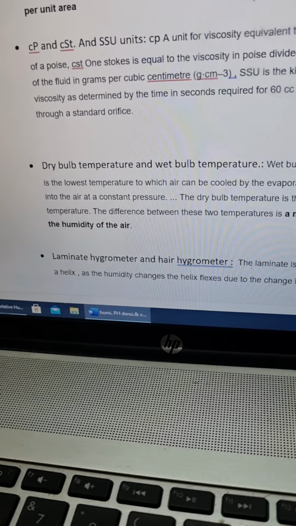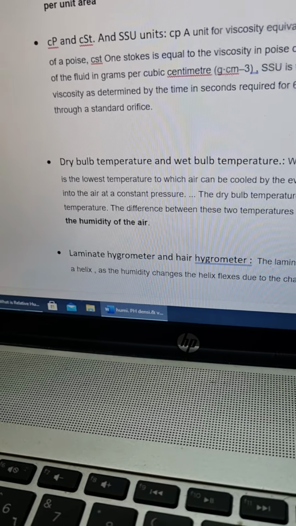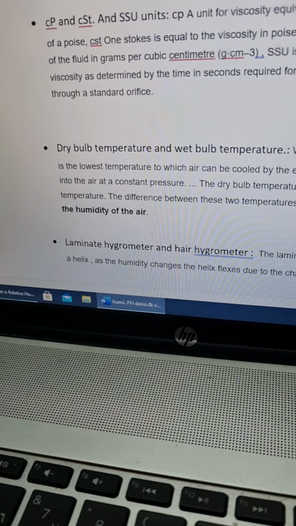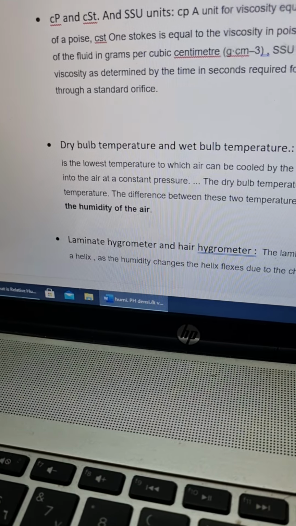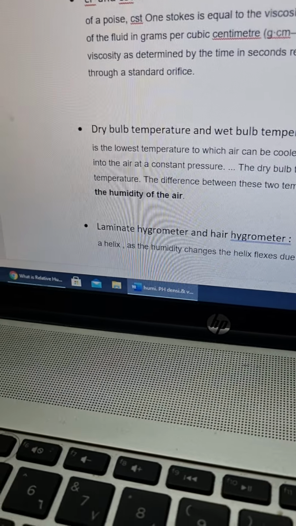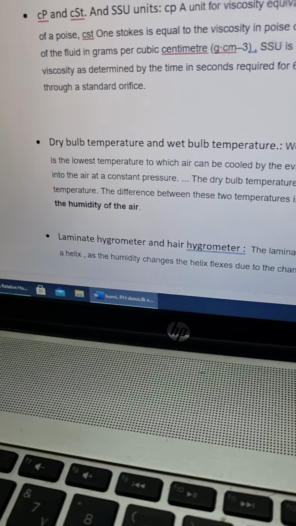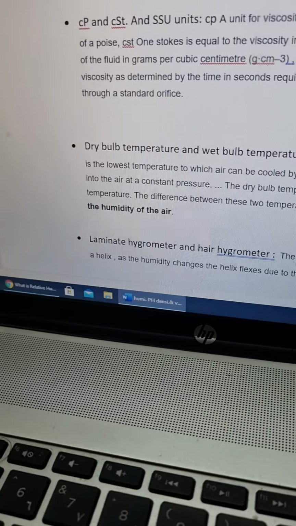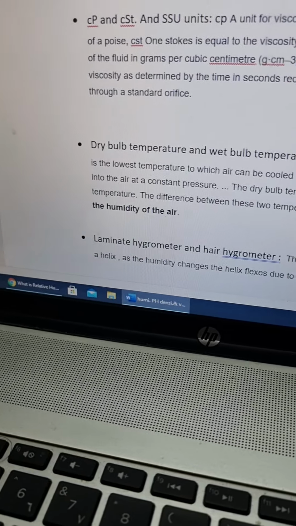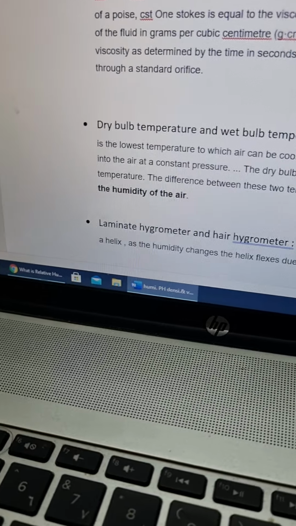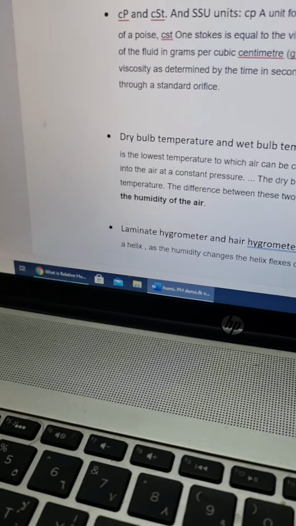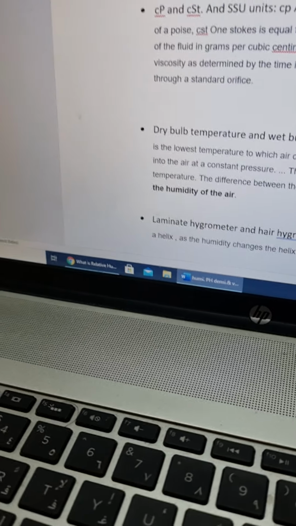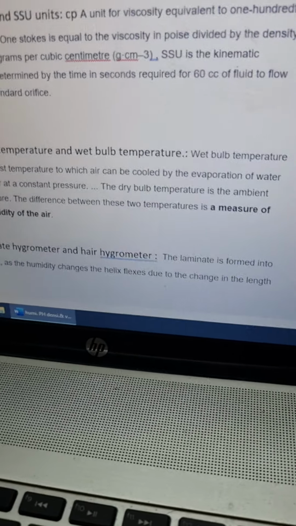The units are CP, a unit for viscosity equivalent to 1/1000 of a poise, and centistokes is equal to the viscosity in poise divided by the density of the fluid per cubic centimeter. SU is the kinematic viscosity unit.